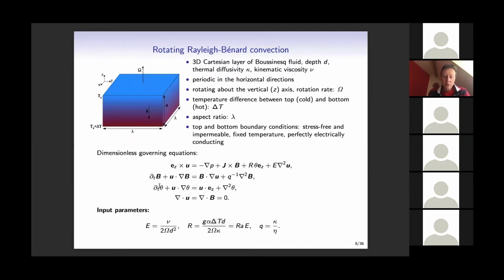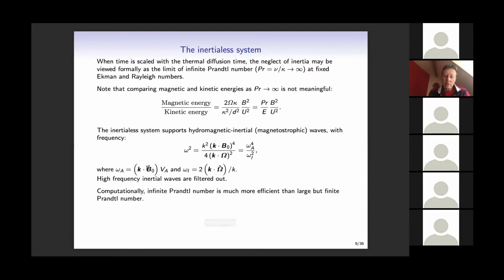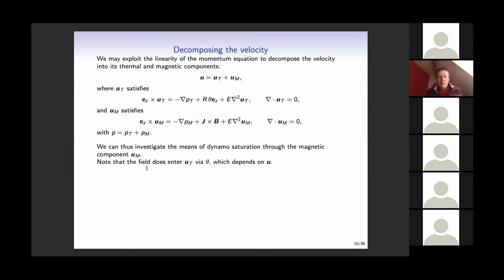So we could have kept, you might keep 1 over Prandtl number times inertia in this equation and make Prandtl number large, but then you are chasing fast waves around. Okay. So mathematically, as I said, it's quite a nice system, because you can do this rigorously. You can split the velocity into a thermal velocity and a magnetic velocity. And then you can split the momentum equation into a thermal equation and a magnetic equation.